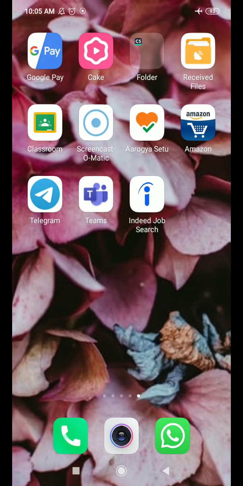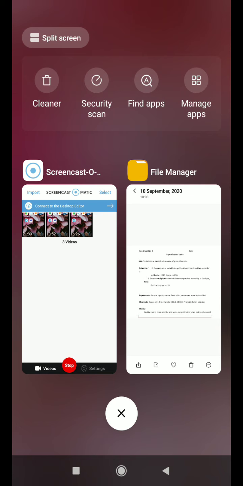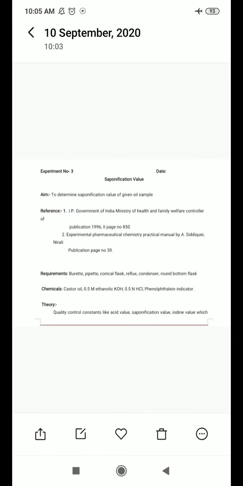Good morning students. Today we will discuss the saponification value, that is, how to determine the saponification value of the given sample. In the last practical we discussed acid value. Now we will discuss saponification value for different oils.